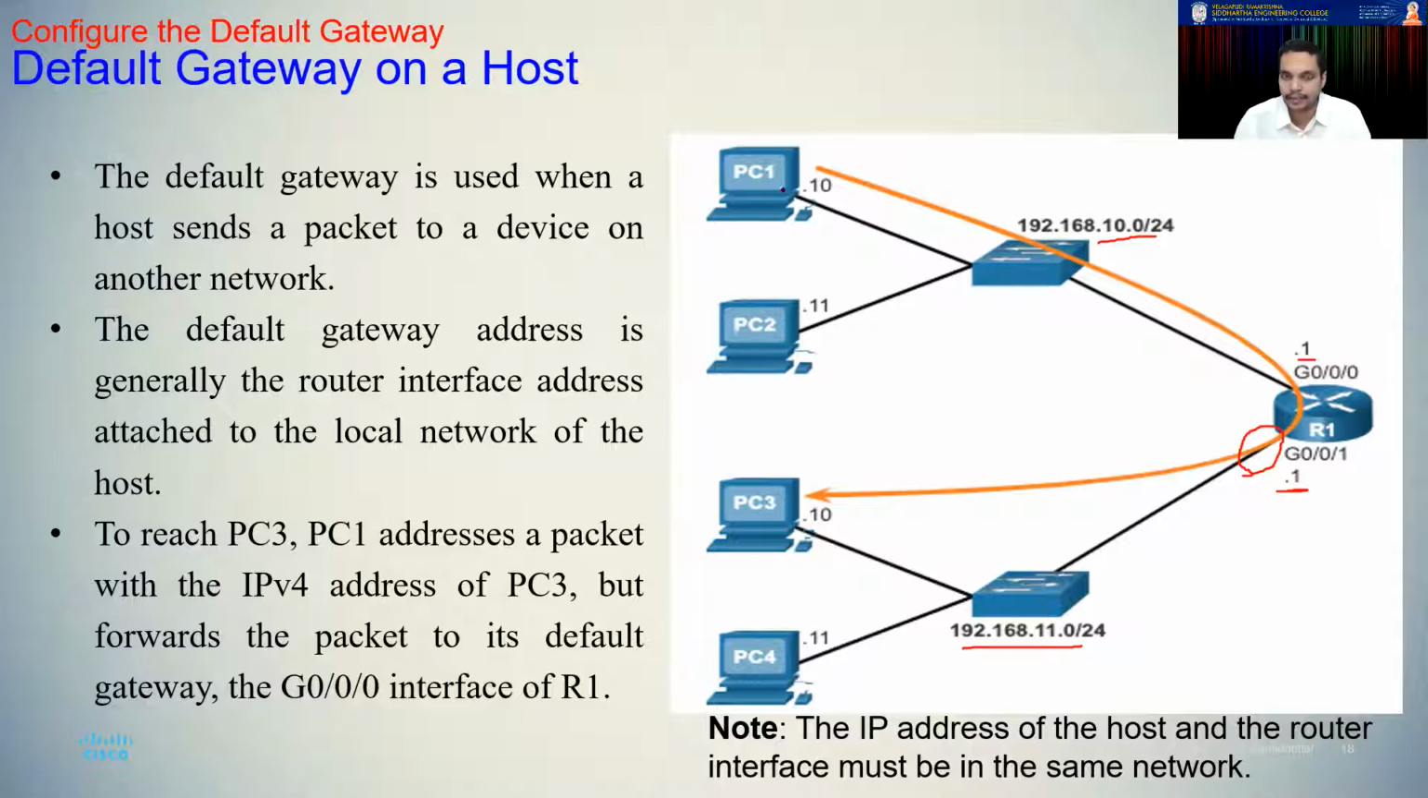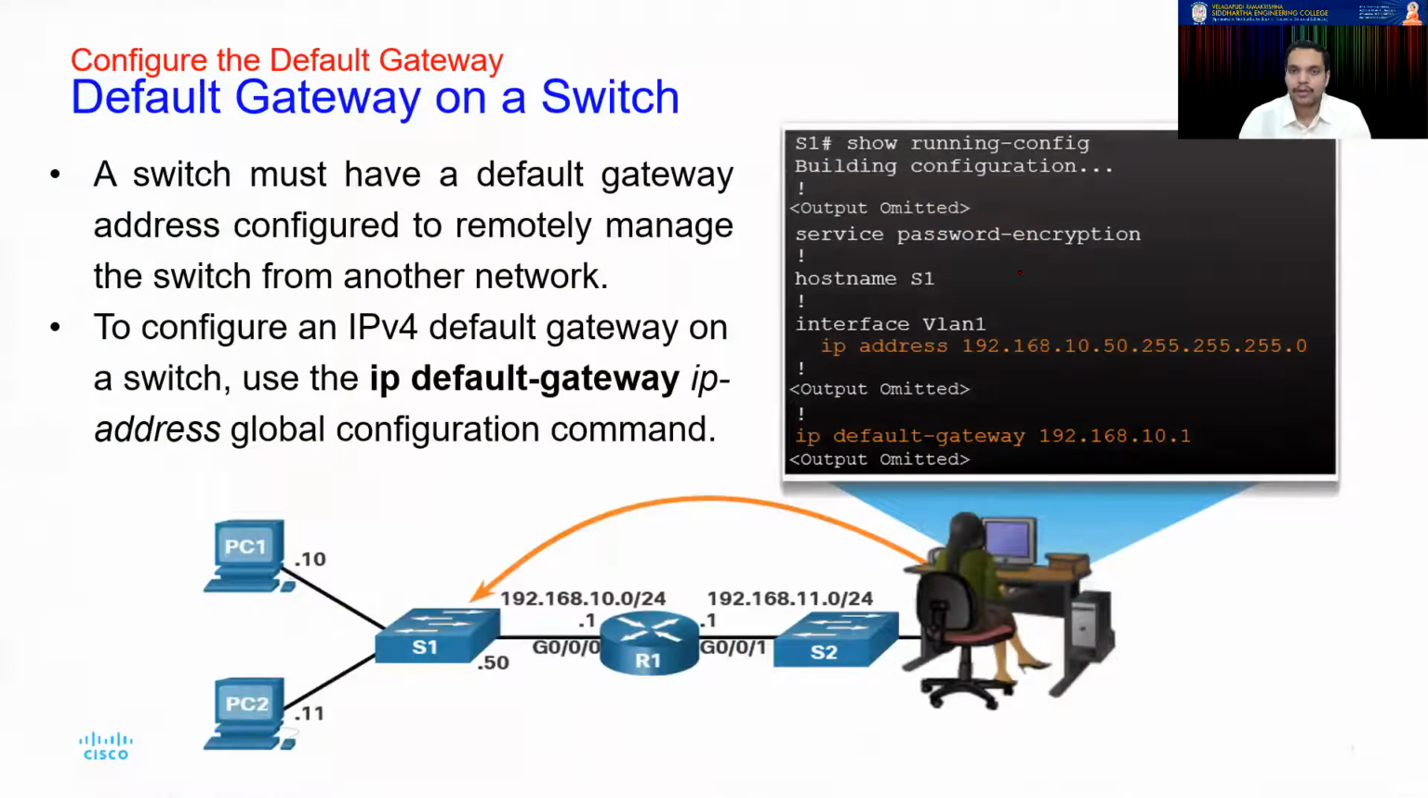So assigning the default gateway in a PC is easy. You can just type it in there. But for a switch, you also need to mention the default gateway, because unless I mention the default gateway for a switch, I will not be able to access it remotely from other networks. I will not be able to reach it. So the only command that I use in order to assign a default gateway in a switch is ip default-gateway, and then whatever the gateway address is, you have to write it down.